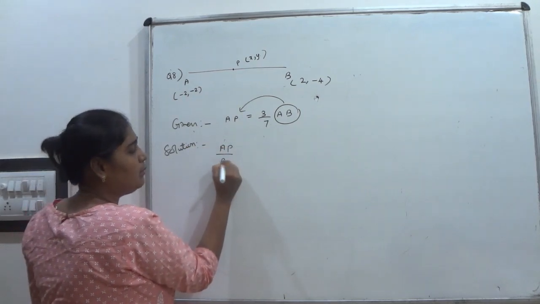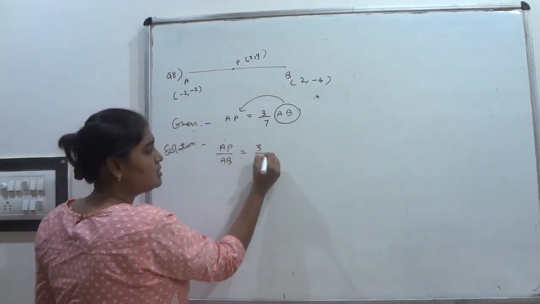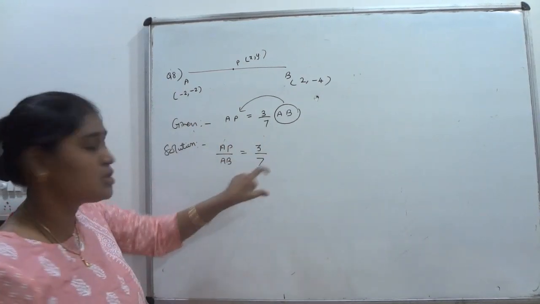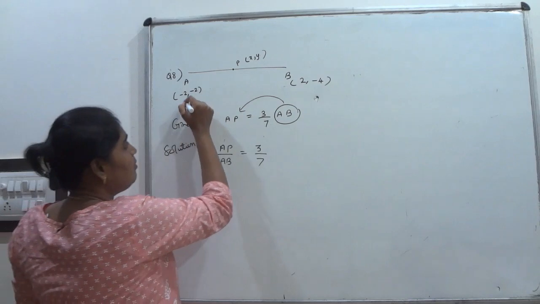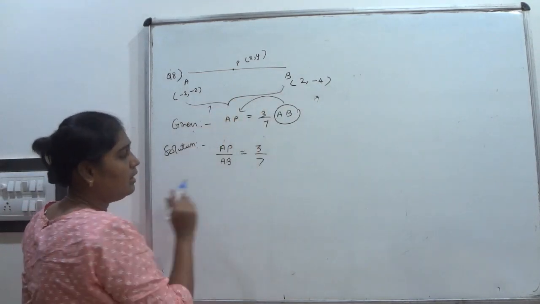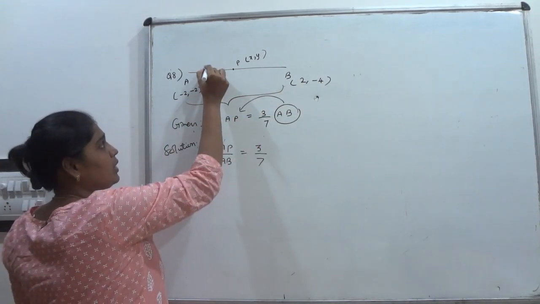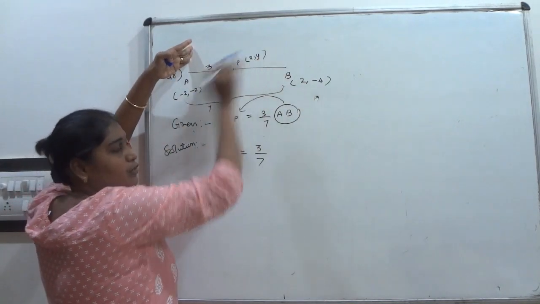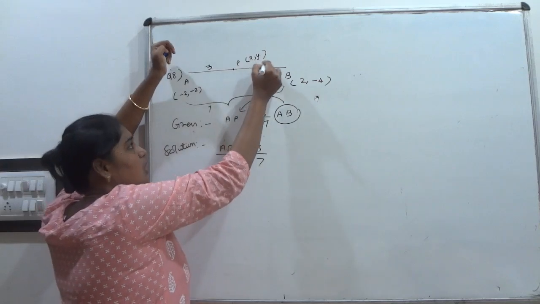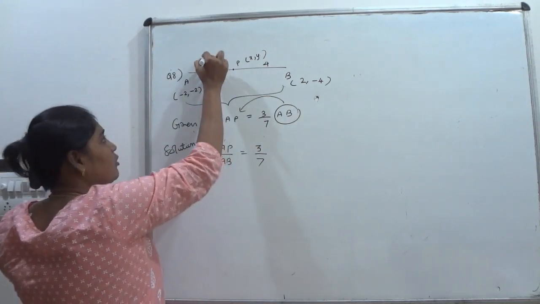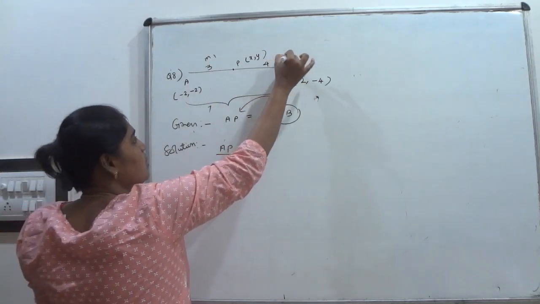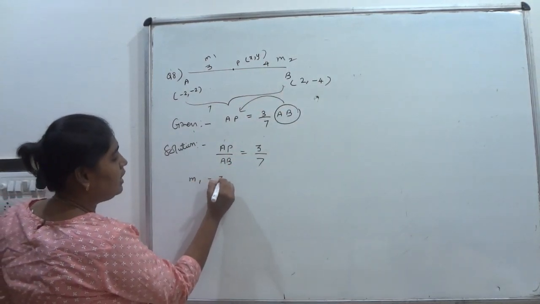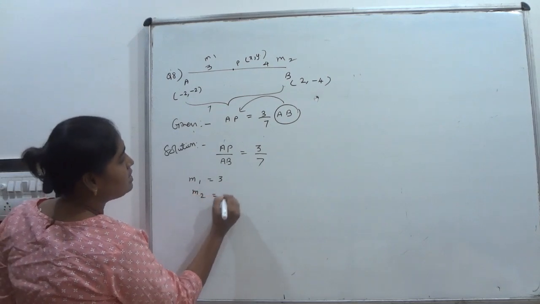AP upon AB is equal to 3 upon 7. So the AP ratio is 3 and the AB ratio is 7. See, AB fully is 7, and the AP part is 3. What will be left over? 7 minus 3, that is 4. So m1 is 3 and m2 is 4. Write it here also: m1 is 3, and m2 you have taken as 4.